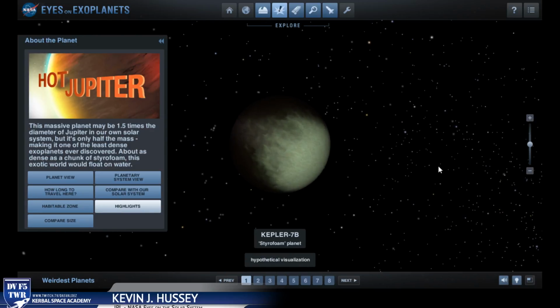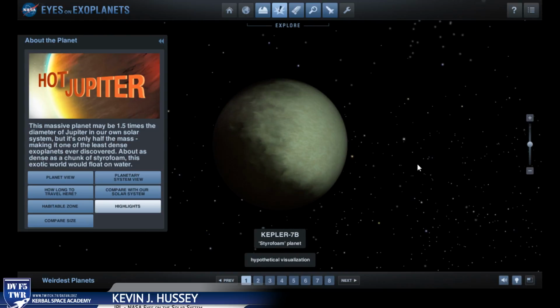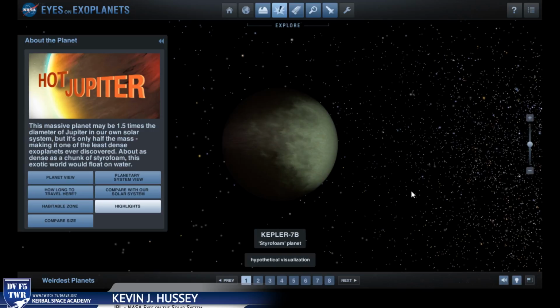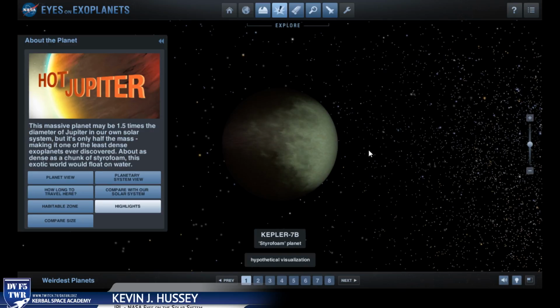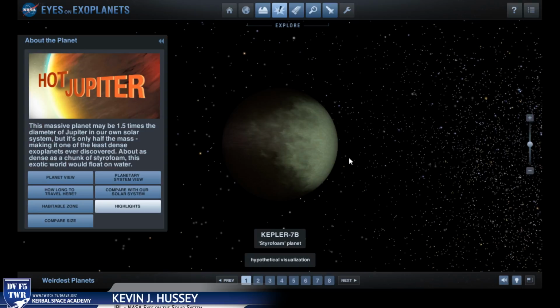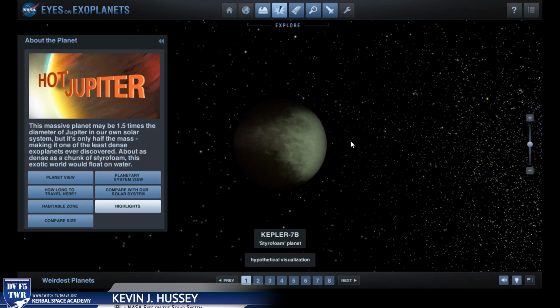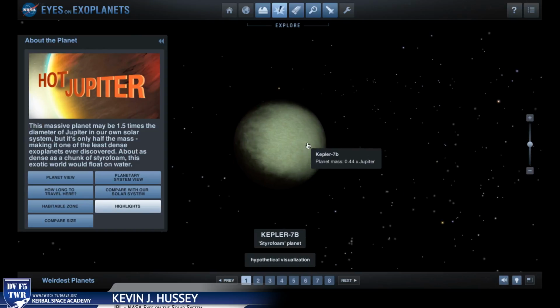But you can see now, this is a styrofoam planet. Yes, they call it the styrofoam planet. This is an artist concept. We have an artist at Caltech who's with IPAC. His name's Robert Hurt. He's a very famous artist, and he does a lot of these for us. When he does one, we put it in right away. So there's the styrofoam planet.